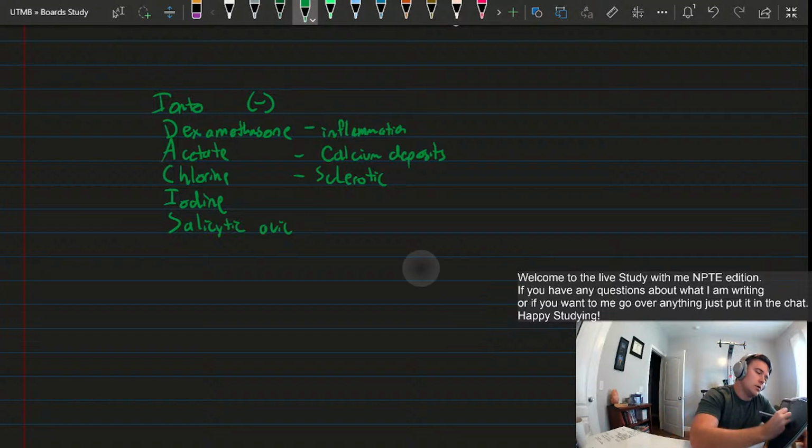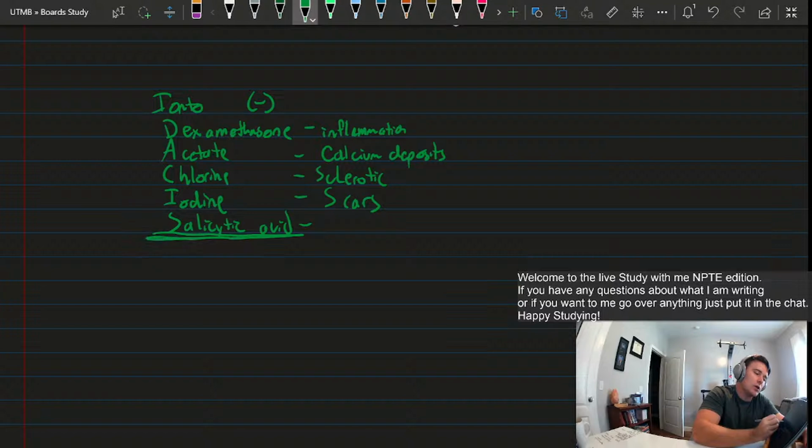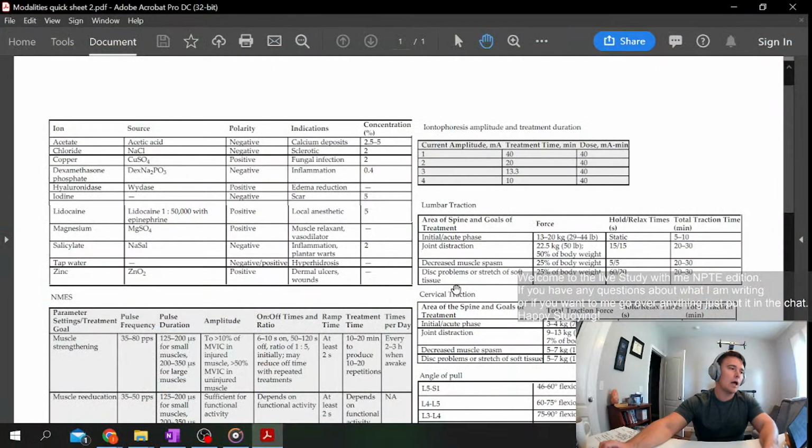And then iodine. Iodine is for scars. How I remember that is whenever they make the scars for a surgical incision, they cut your arm, they use iodine to prep the skin. So we're going to use iodine to get rid of that scar tissue after the scar is already there. So iodine's for scar, and salicylic acid is for inflammation and plantar warts. I haven't seen this one on any of the tests that I've seen. If you guys have, go ahead and let me know. This is for inflammation, and it's on the cheat sheet that I made for modalities.